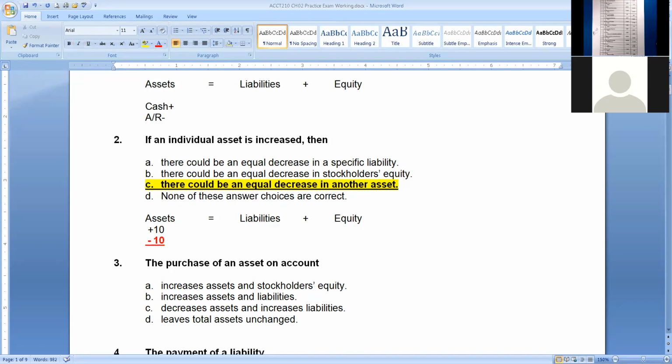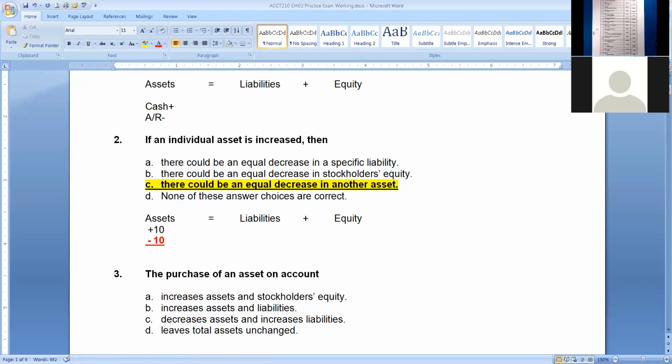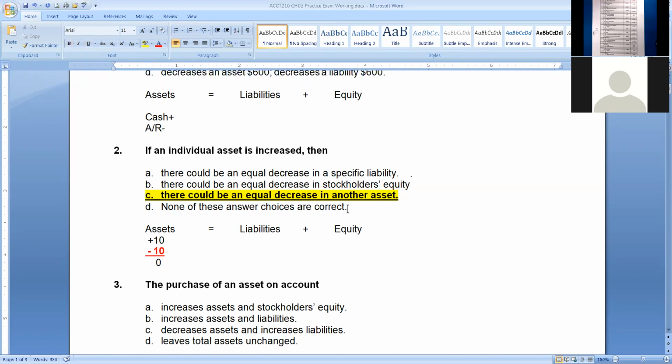So notice what would happen if this went up by 10 and this went down by 10, the net impact would be 0, right? So it'd still be in balance. You wouldn't have to change the liabilities or the equity. It's similar to this up here. Whatever the cash collected was, it went up, the accounts receivable went down, the net impact is 0. So these two don't really have anything to do with it.